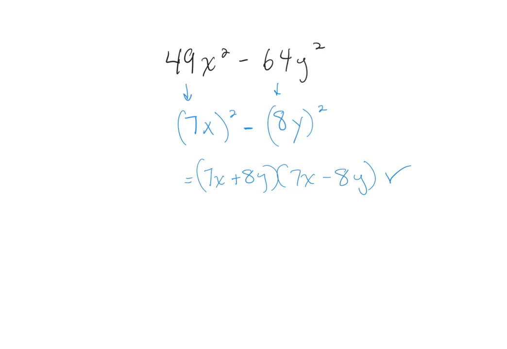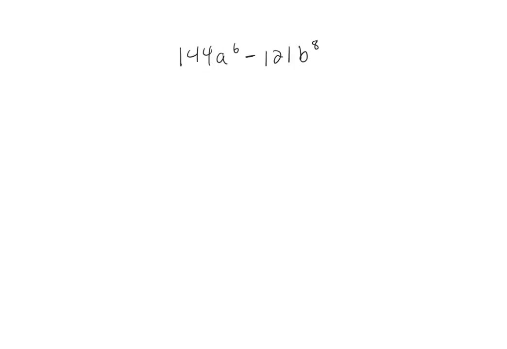But the next problem I want to show you is not a quadratic, but it's some type of problem a lot of students have to do in algebra. So let's take a look at a more complicated problem. Okay, we have 144a to the 6th minus 121b to the 8th. How would we do this? First of all, we can recognize the squares, 144 and 121. You should be able to know that right away. That's 12 squared and that's 11 squared.